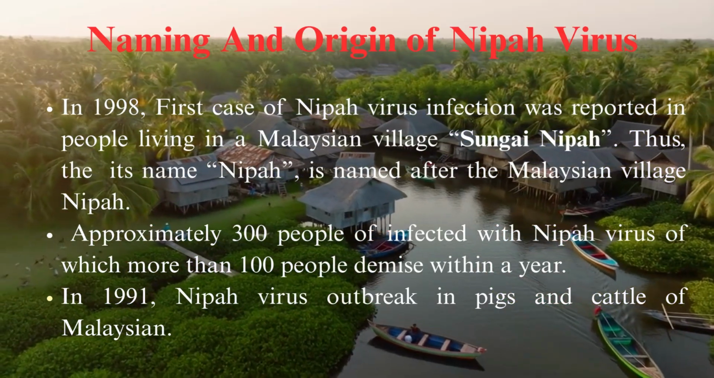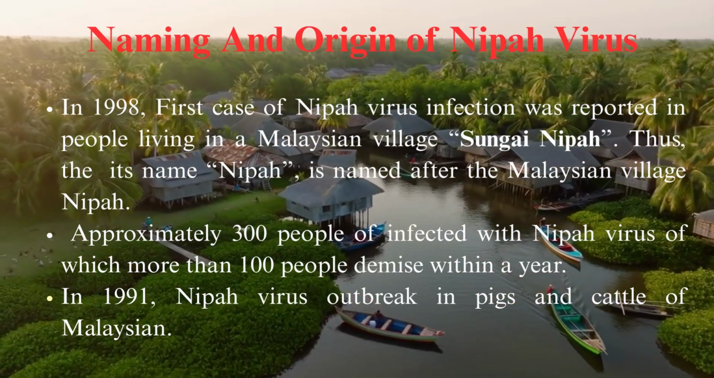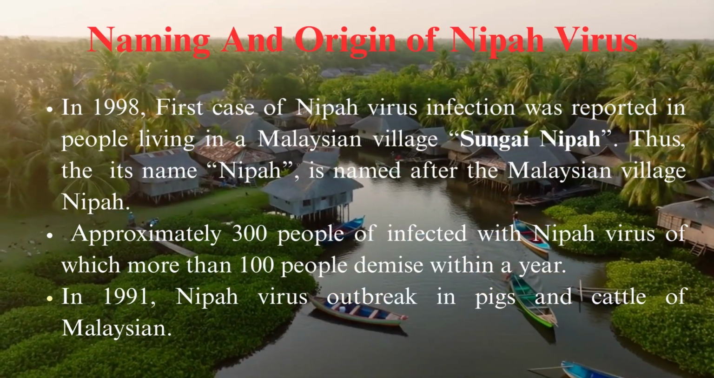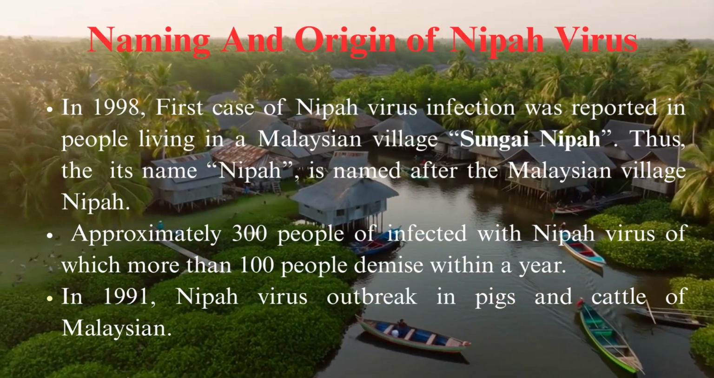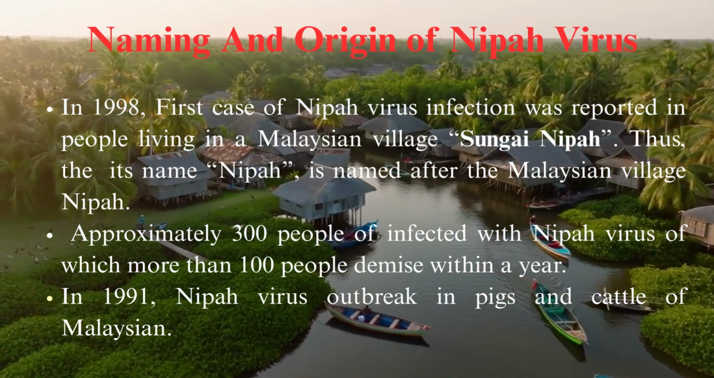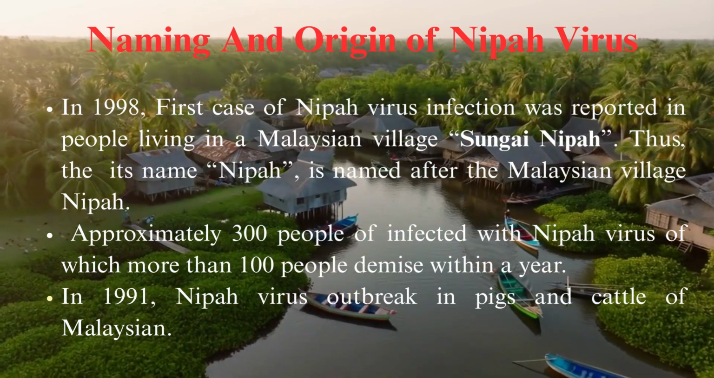At that time approximately 300 people were severely infected, of whom 100 died. Since it was first isolated and identified from the Malaysian village Sungai Nipah, its name, Nipah, is actually the Malaysian village name, where the first person infected with the virus succumbed to the disease.